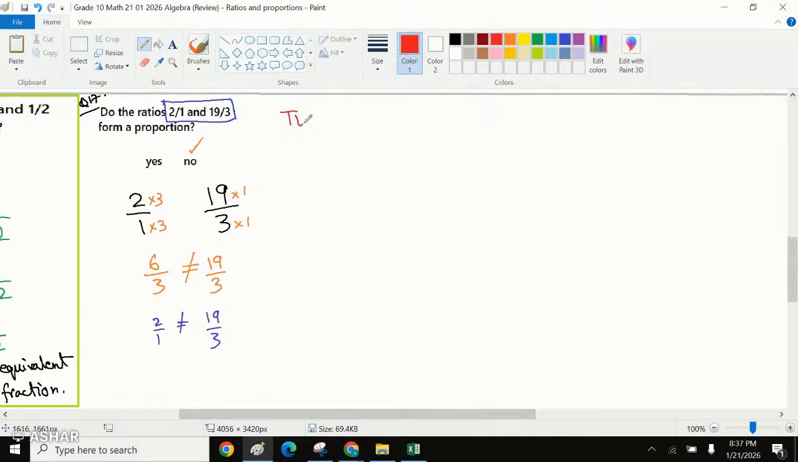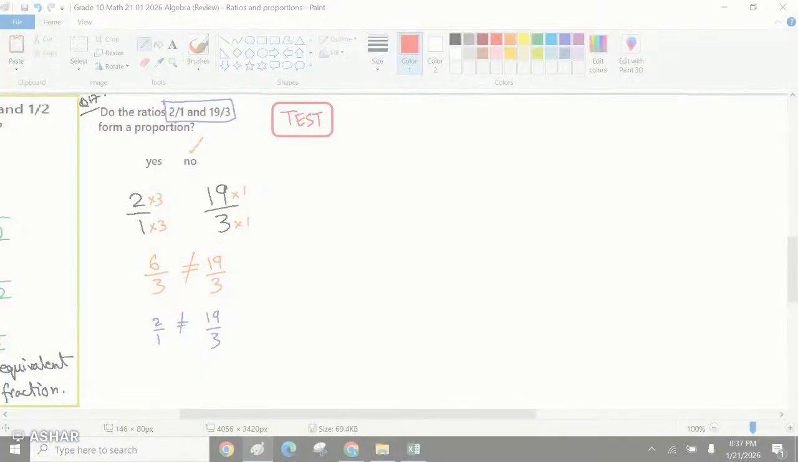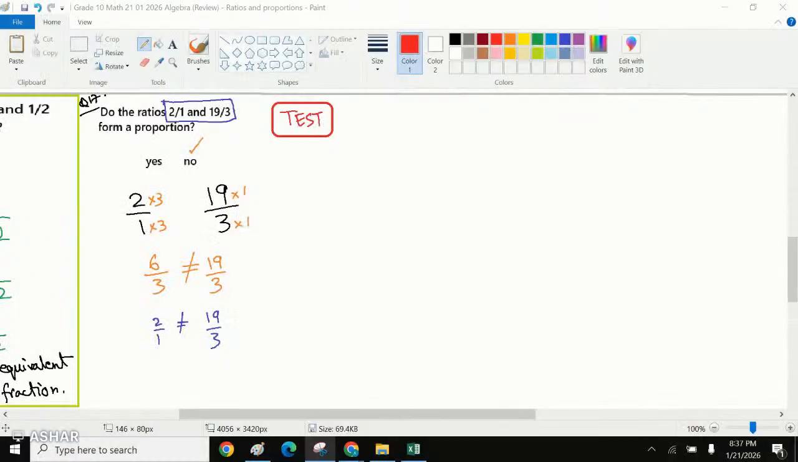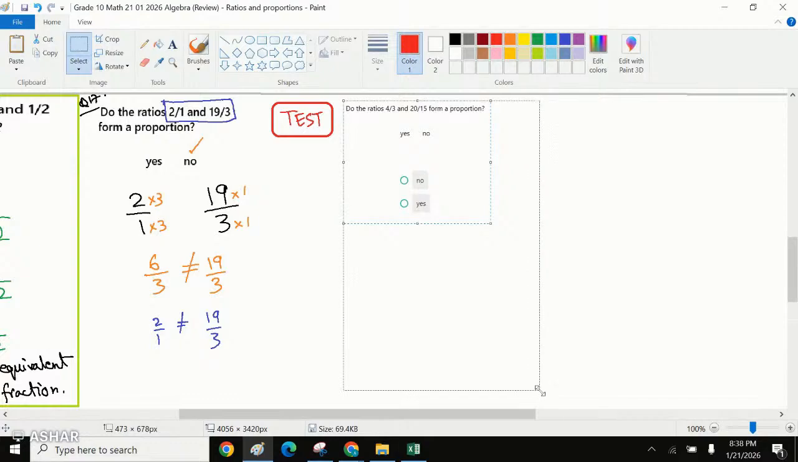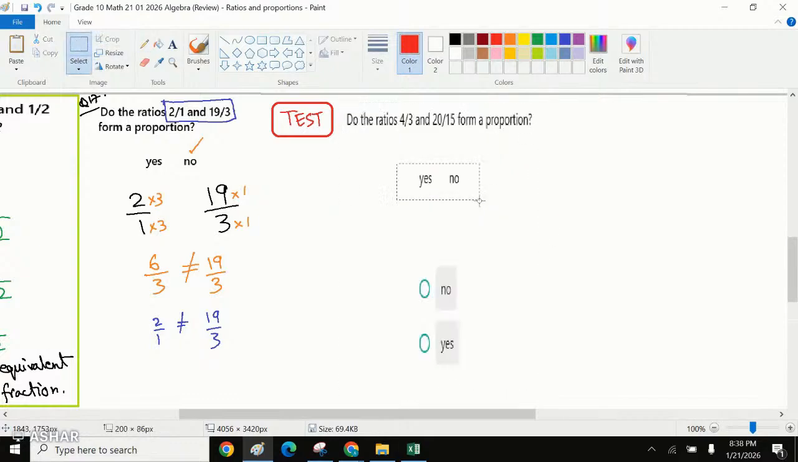This is question number 1 for the test. The question says, do the ratios 4 upon 3 and 20 upon 15 form a proportion? This is the question given to us. We don't need a yes or no because we already have it in the options. So can we have the answer? Anyone?